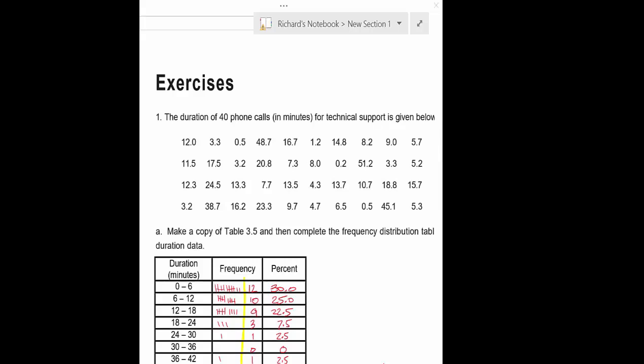Well, I'm ready to answer some questions. What percentage of phone calls lasted less than 12 minutes? So those were the phone calls that were grouped into the first 2 bins, 0 to 6 minutes and 6 minutes to 12 minutes. So I add those percentages. The percentage of phone calls in the bin 0 to 6 minutes is 30%, plus the percentage in the 6 to 12 minute bin, which is 25.0%. So that's equal to 55% of the phone calls lasted less than 12 minutes.